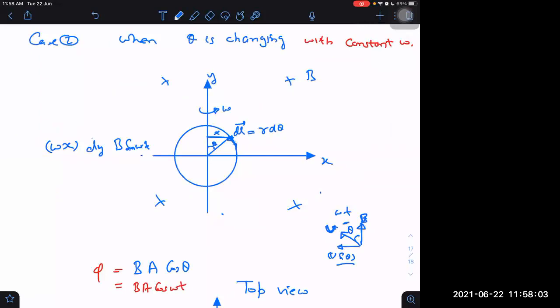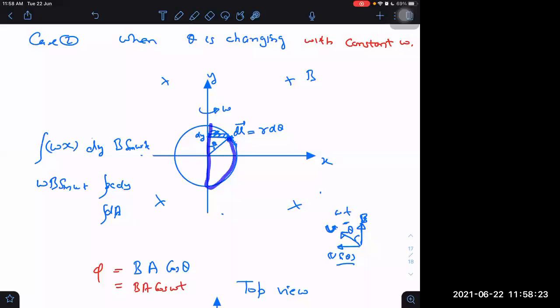See, what is the integration of this? Omega constant outside, B constant outside, sine omega t constant outside. Inside I am getting x into dy. x into dy is nothing but area. Why is it area? If I take a small strip here of dy width and x length, then x into dy will be dA.